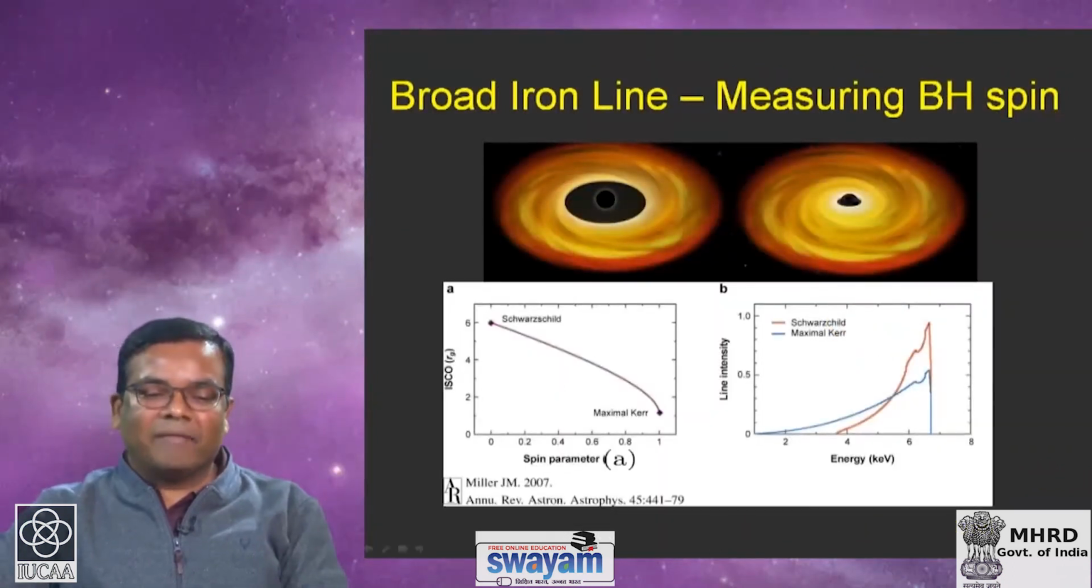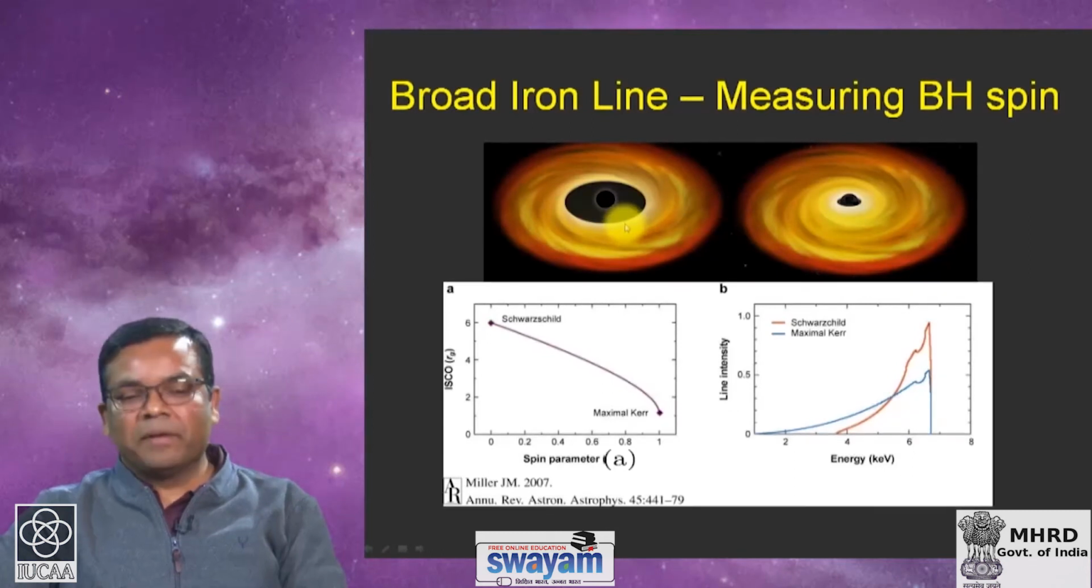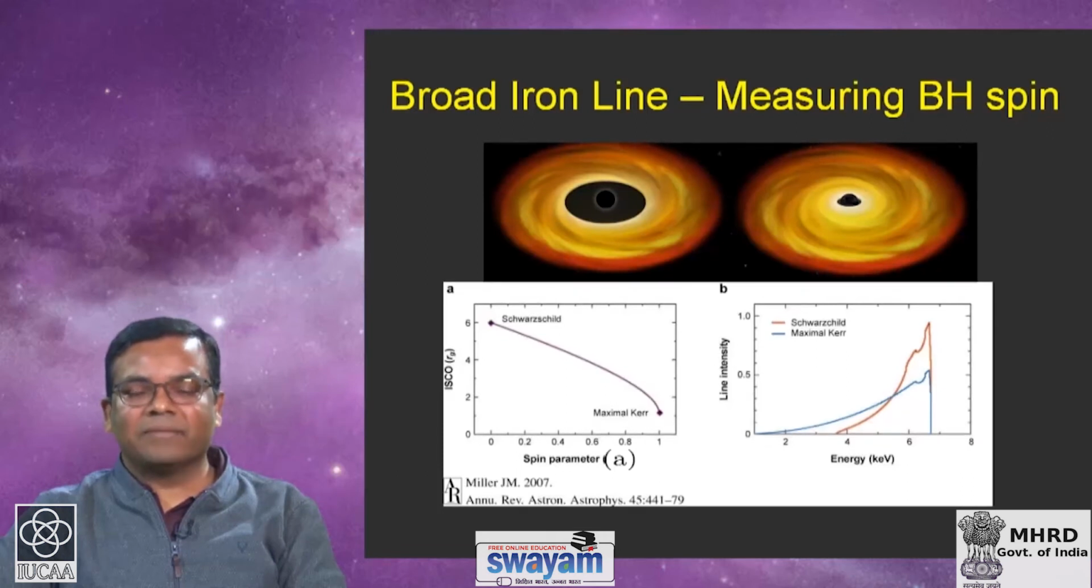Using this broad iron line, one can actually measure the spin of the black hole, how fast the black hole is actually spinning. Using the red wing of the line, one can determine the inner extent of this accretion disk, and the inner extent of the accretion disk depends on how fast the black hole is spinning. For example, if the black hole is not rotating, that is the Schwarzschild black hole, in such a case the disk is truncated at 6 times the gravitational radius, while if it is rotating very fast, a Kerr black hole, the accretion disk will be truncated at about 1 RG.